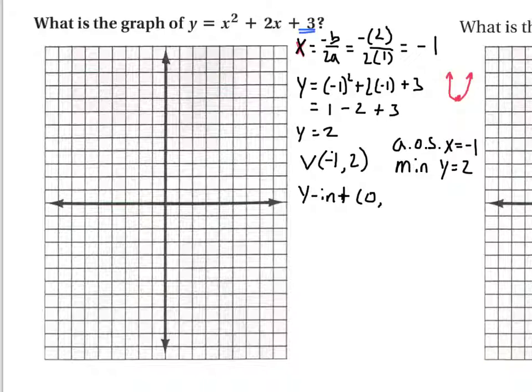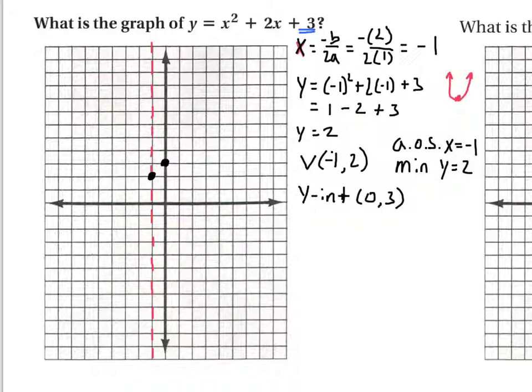The y-intercept is always the constant term. So we can now graph our parabola. We have an axis of symmetry at x equals -1, so this is our vertical axis of symmetry. Our vertex is located at (-1, 2). We have a y-intercept at (0, 3).